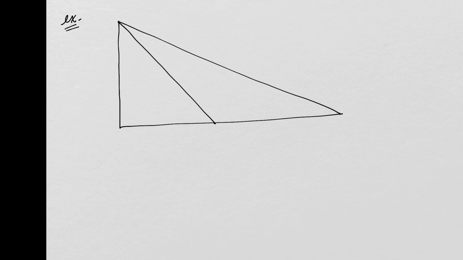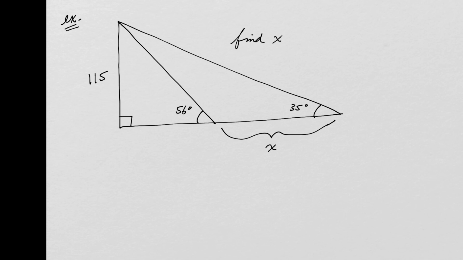Let's say we're told this is 115. This is 56 degrees. And let's say this is 35 degrees. And we want to figure out this length here, from here to here. We're going to call that x. So the whole goal here is to find x. And this, of course, is a right angle.